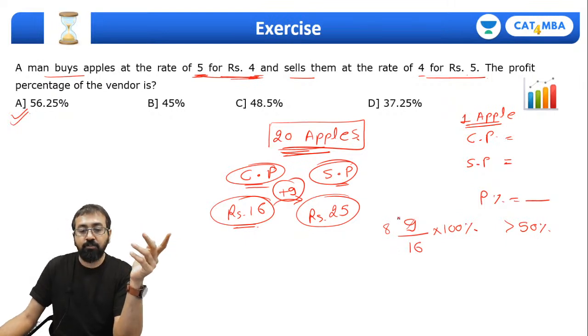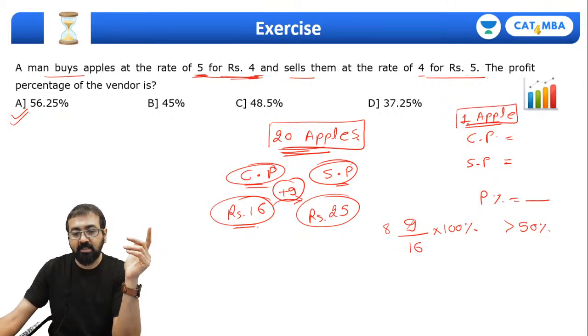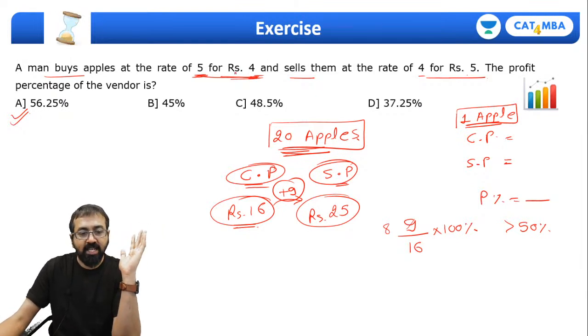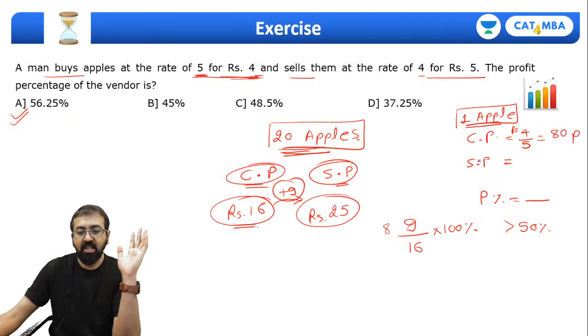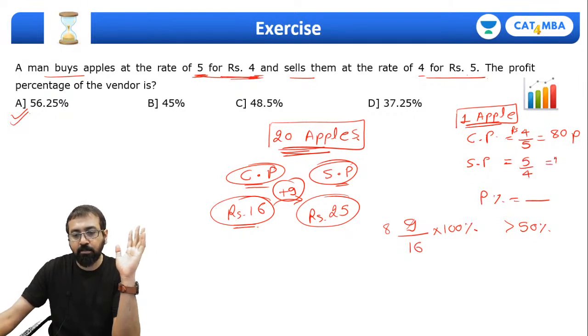Now suppose I want to go by this method. Let me calculate the cost of one apple and the selling price of one apple. So can I say the cost of one apple is 4 by 5, because he bought 5 apples for 4 rupees. That rupees should remain in the numerator. So 4 by 5 is what? 0.8, or I can say 80 paise. Now the selling price is 5 by 4 rupees, or you can say 1.25 rupees or 125 paise.